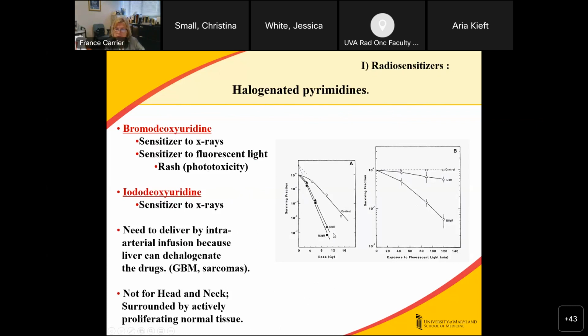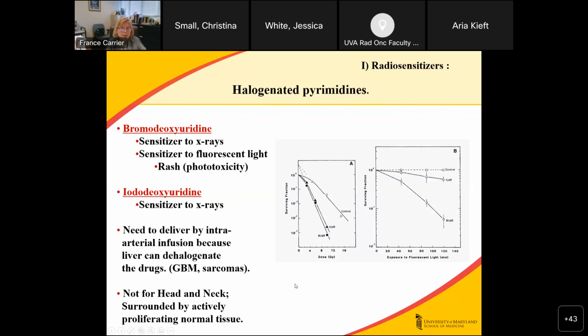And you can see that other UV as well as radiation could sensitize the cells. The other one is the iododeoxyuridine, and this one would only sensitize the cells to radiation. Sorry, so this one was radiation and this was with UV. So this iodine is here, and then the BR is on this one here.